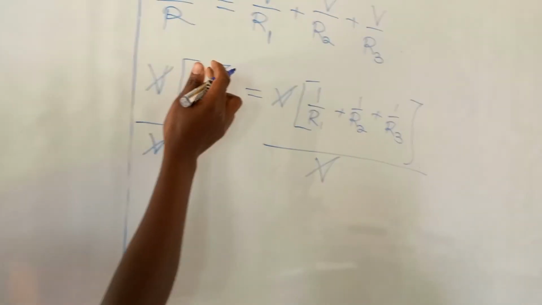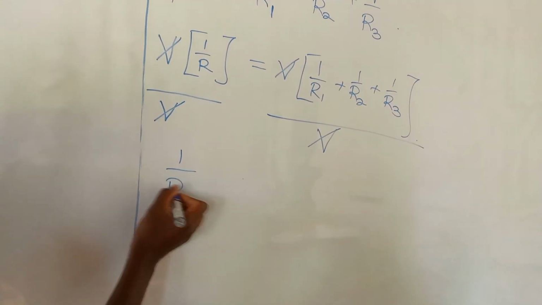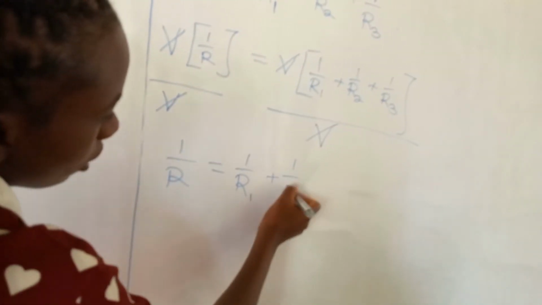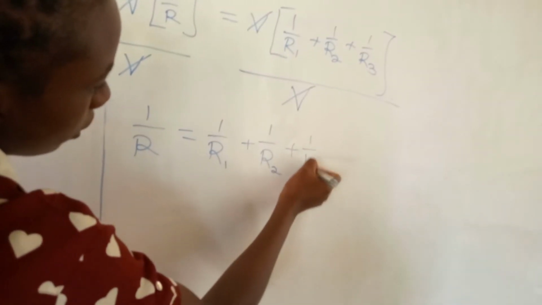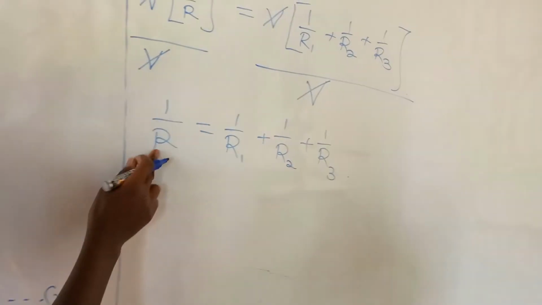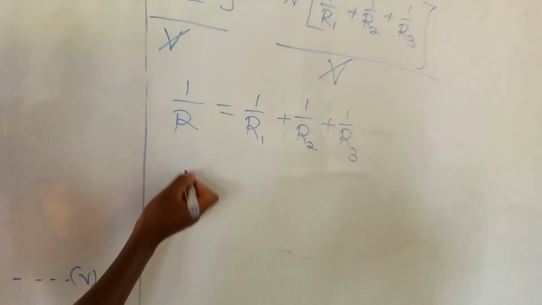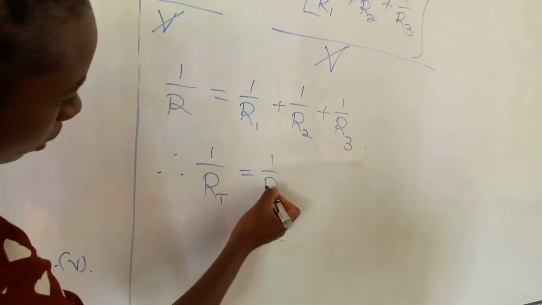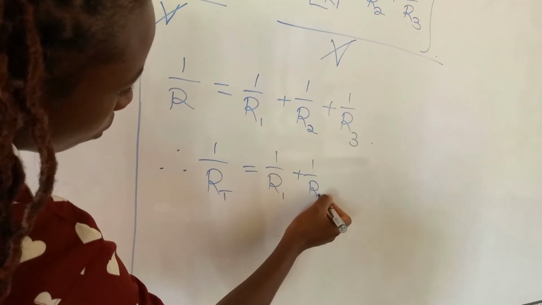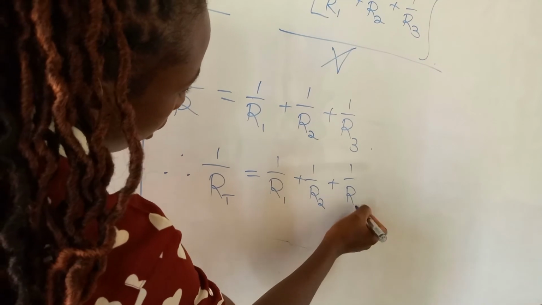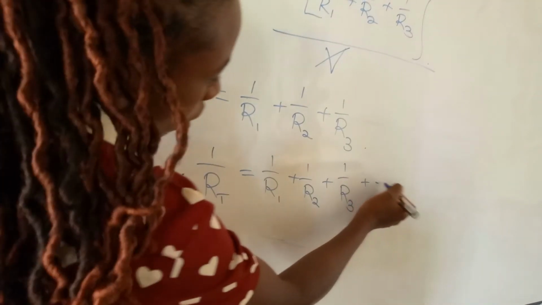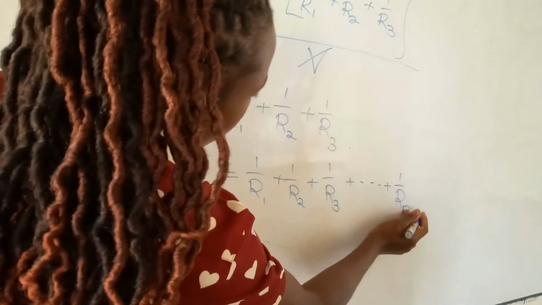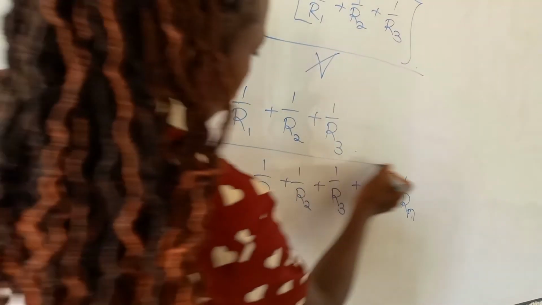Now what remains is 1 over R equals 1 over R1 plus 1 over R2 plus 1 over R3. This is now the total resistance. Therefore, 1 over RT is given as 1 over R1 plus 1 over R2 plus 1 over R3, and if we have more resistances, we keep on adding them up to the last one. So this is now the final expression.